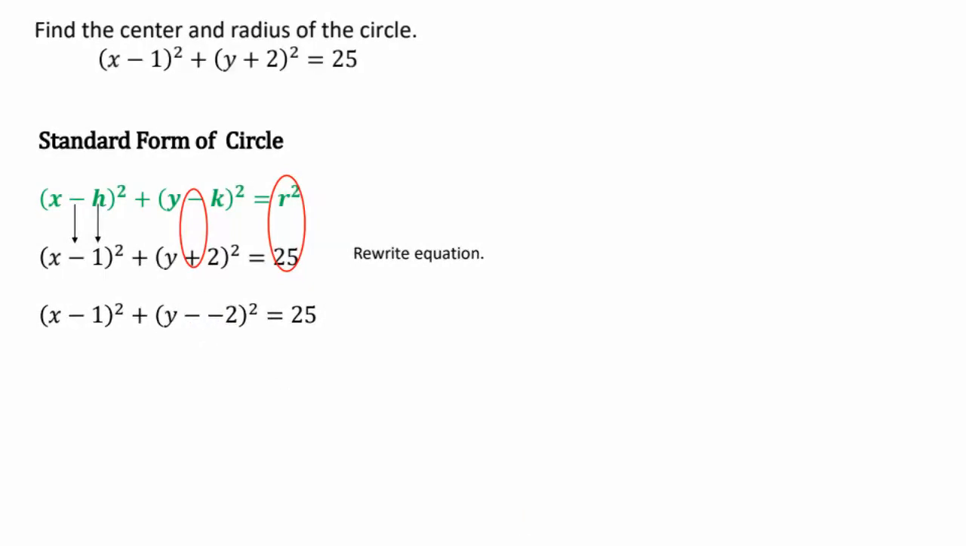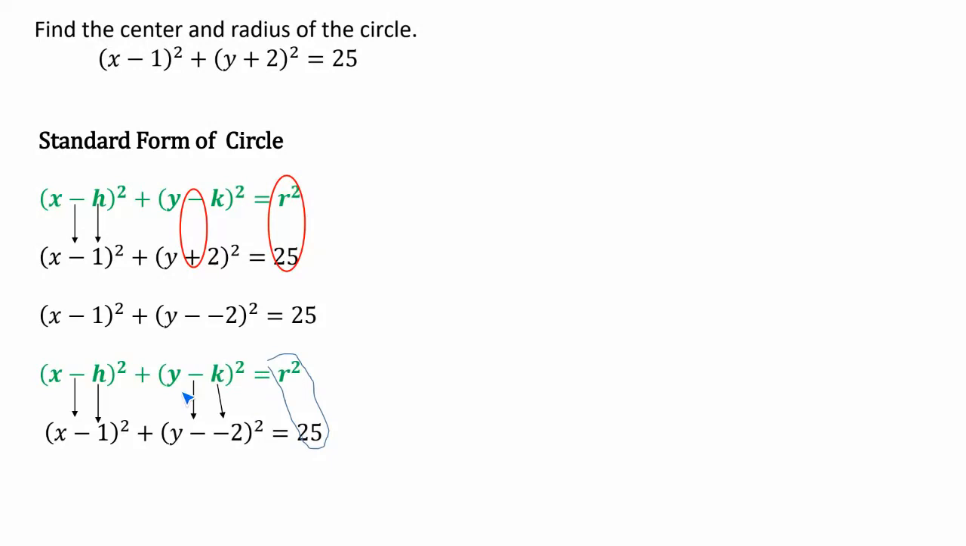And so now if we compare with the equation, we can see that we have our subtraction. So that means that k is going to be negative 2. And then r squared is equal to 25. So our center is going to be 1, and then negative 2.